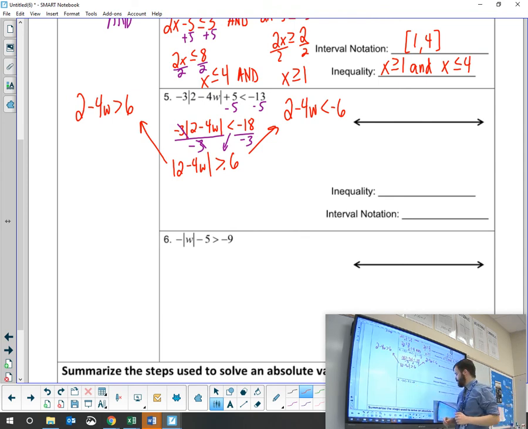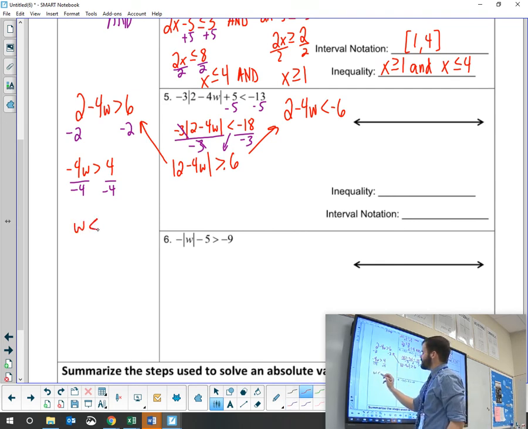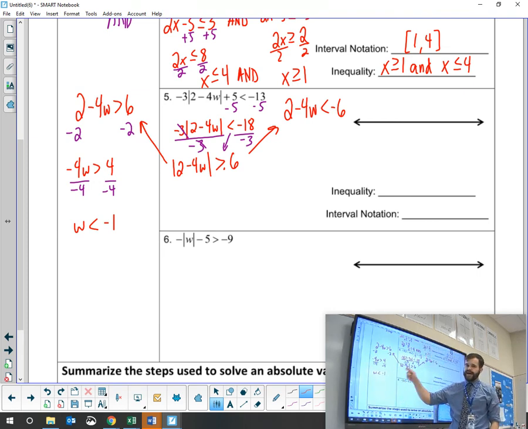So, as we go about this, we're going to minus 2 here, minus 2 here. It's going to give me negative 4w is greater than 4. Divide both sides by negative 4. We're going to get w is less than negative 1. We had to flip that sign whenever I divided by a negative. So we had to flip the sign twice in this problem. Don't let that freak you out. Just remember, whenever you multiply or divide by a negative, we flip that sign.